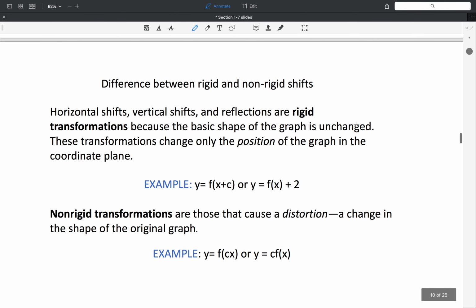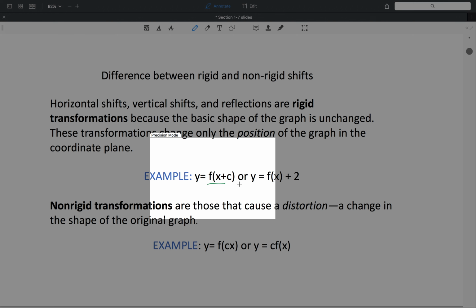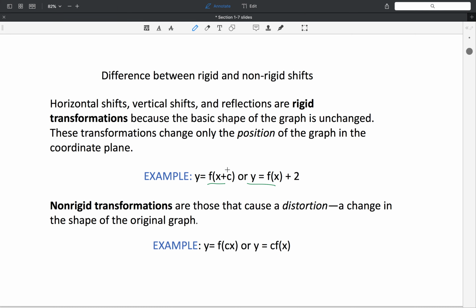Okay, so the difference between rigid and non-rigid shifts. We haven't seen the non-rigid yet, so I'm going to introduce them to you. When we do the rigid transformations, we don't change the shape of the graph. The graph stays the same shape. Now when we do a non-rigid transformation, we cause a distortion. There's going to be a change in the graph.